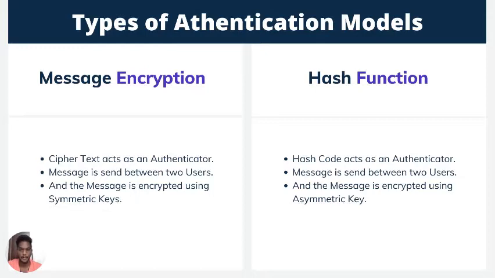And in the hash function, the hash code acts as an authenticator. In the hash function, same as message encryption, there will be two users. When sending the message, user A sends the message to user B, where user B decrypts the message and sees it. So here the hash code acts as an authenticator. Hash code means when a message is sent, we will process the message using a hash function. The formula will be H(M) = h, where small h is nothing but the hash code, so it acts as an authenticator. The message is sent between two users, same as message encryption, and the message is encrypted using a symmetric key.